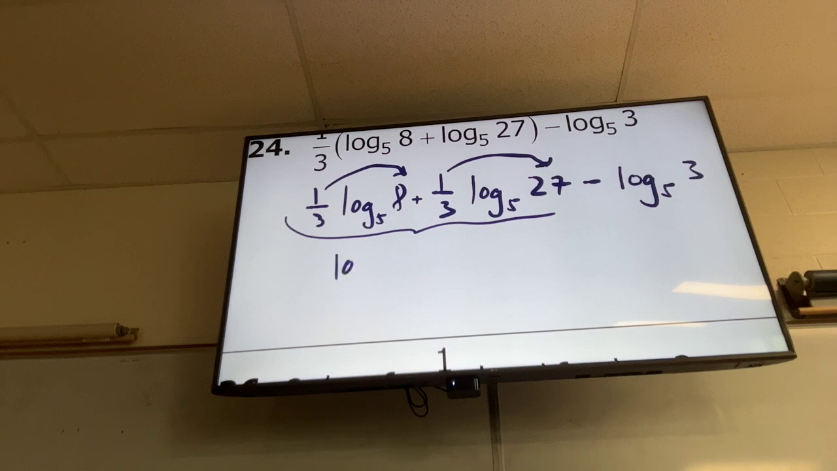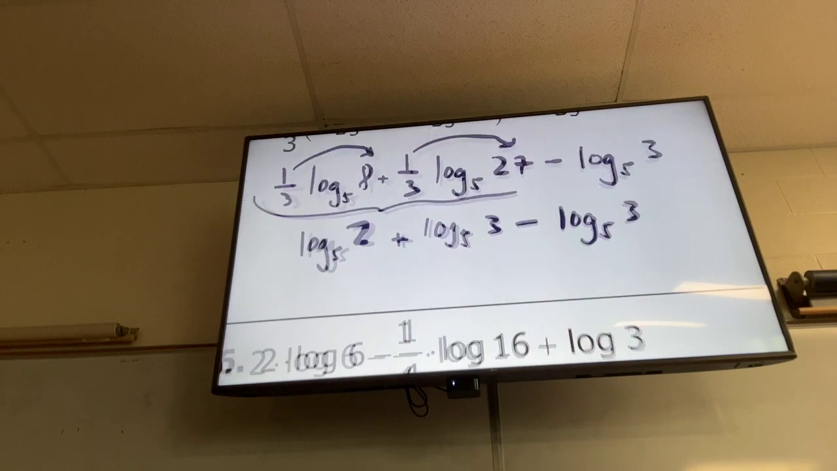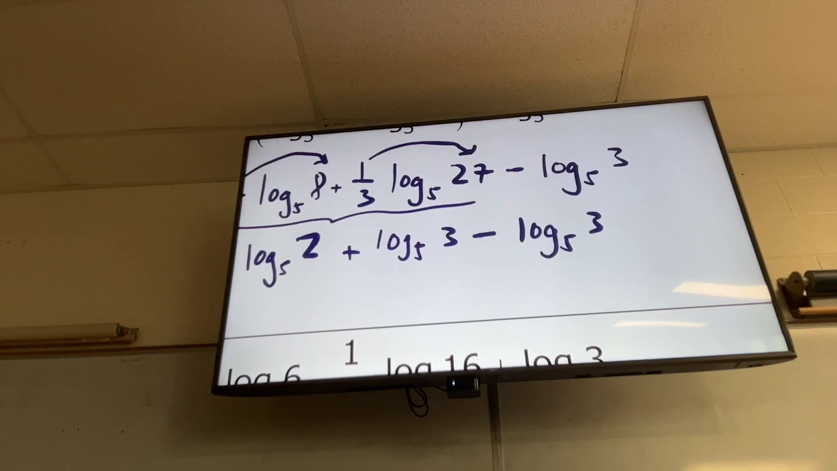So log base 5, 8 to the 1/3. What's 8 to the 1/3? 2. What's 27 to the 1/3? 3. Alright, a little cheat code here. Notice that these two terms are the exact same. What does a number minus itself equal?